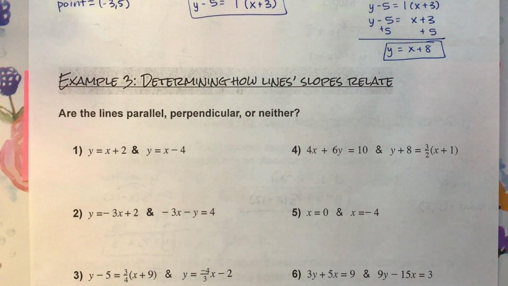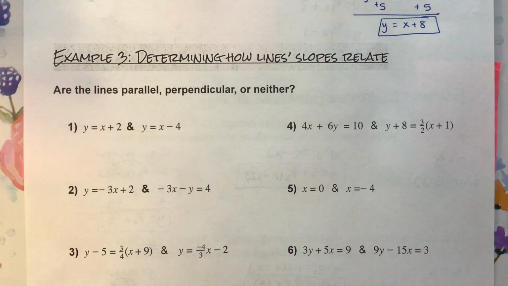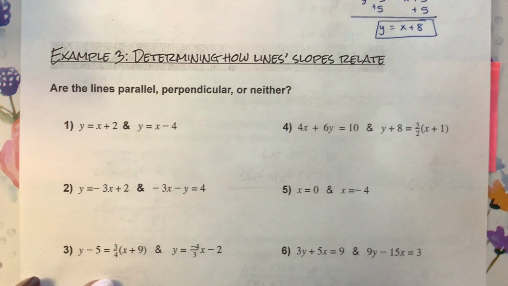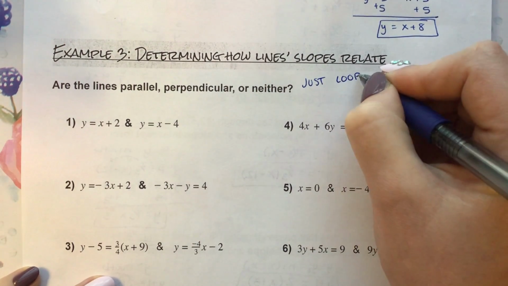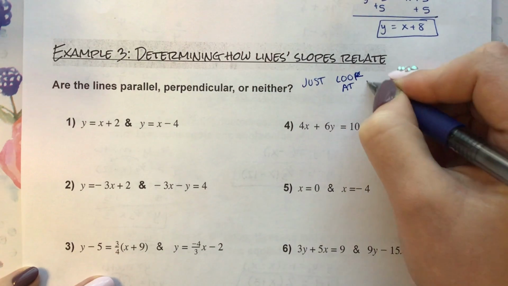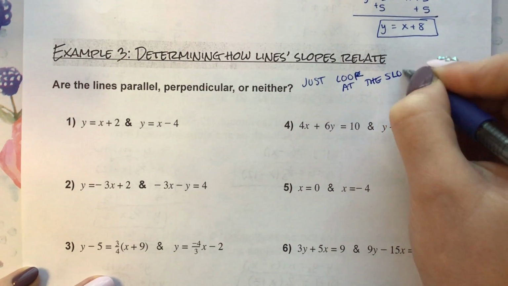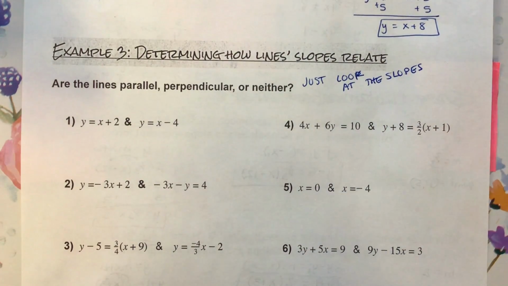For the last examples, all we're doing is determining if these lines are parallel, perpendicular, or neither. You do not have to graph them. Just look at the slopes. That's all we got to do.